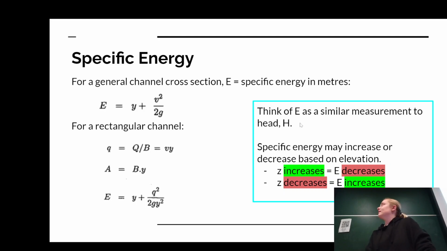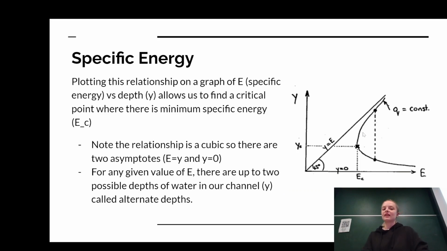And just some things down here on the right, specific energy may increase or decrease based on elevation. It's kind of a similar measurement to head, which is something that you should be familiar with from 2500. And as your elevation increases, which is your z value, then your specific energy decreases. So they've got this inverse relationship here. All right, and then we're going to do something that helps us visualize this relationship a little bit more.